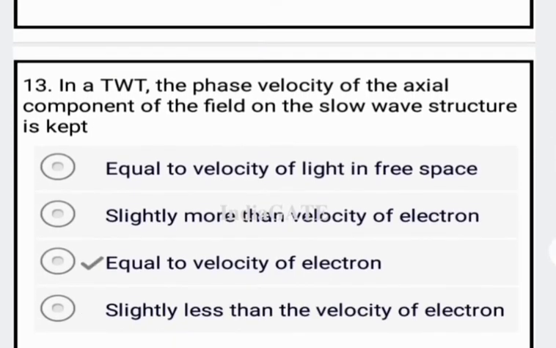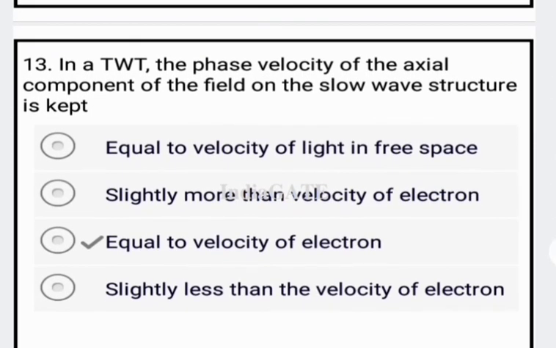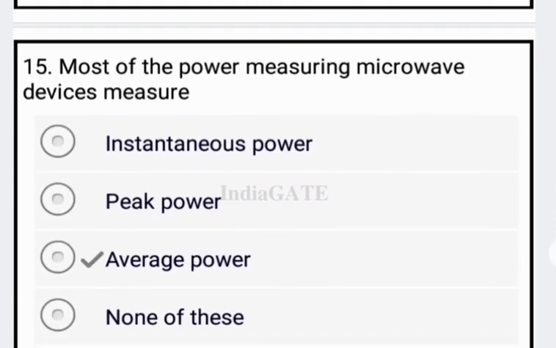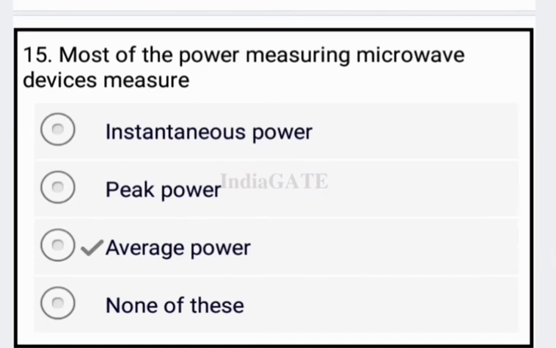Next question, in a TWT, the phase velocity of the axial component of the field on the slow wave structure is kept equal to the velocity of the electron. Option C is your correct answer. Next question, most of the microwave power measuring devices measure the average power. So option C is your correct answer.